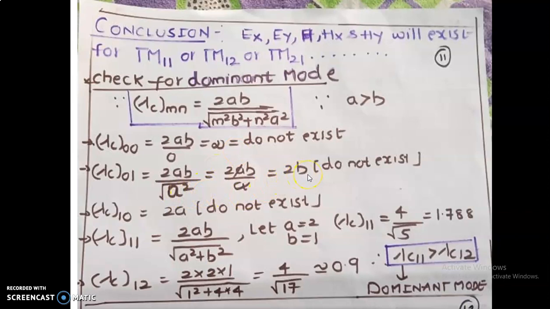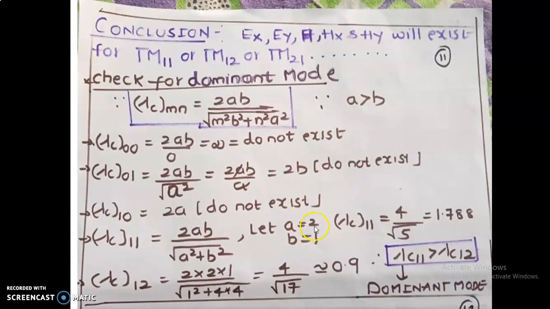We got 2b, but as per the concept basics, 0 won't exist, as well as 1 0 does not exist from the previous slides. So I can say that even though we got some value, this won't exist at all. Now let us substitute 1 1, which does exist. So I have taken that the length is greater than the breadth. So now what have I taken? A is 2, B is 1 as per the diagram.